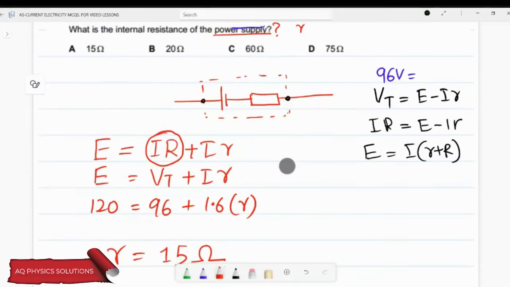So it was quite an easy approach towards this question, and I hope it will be very clear to all of you.